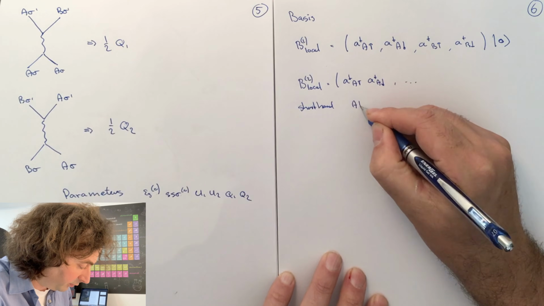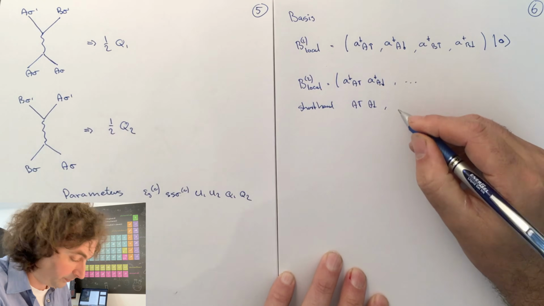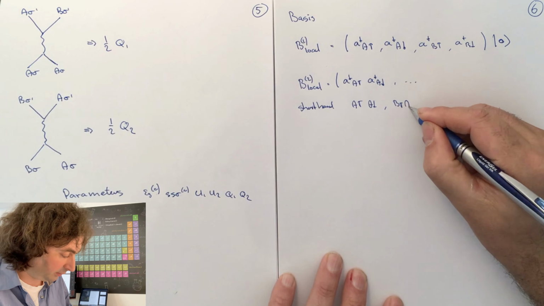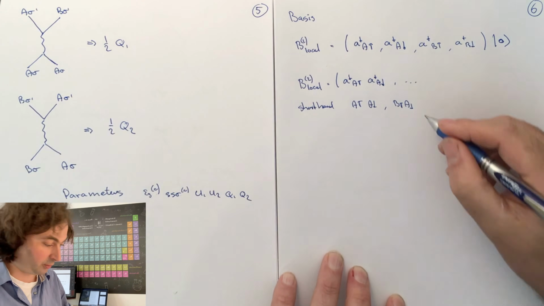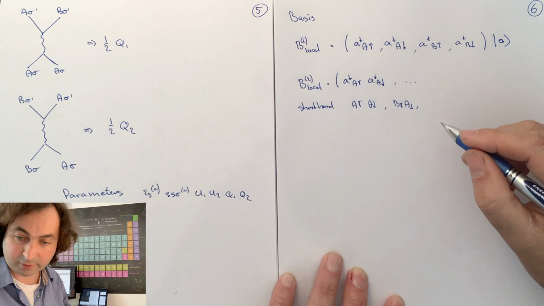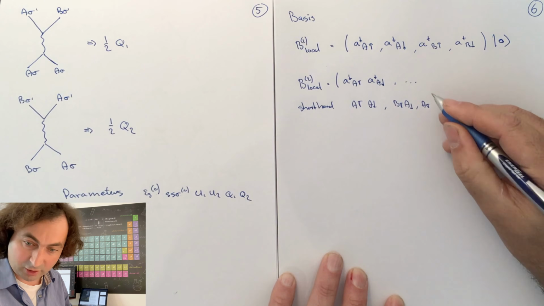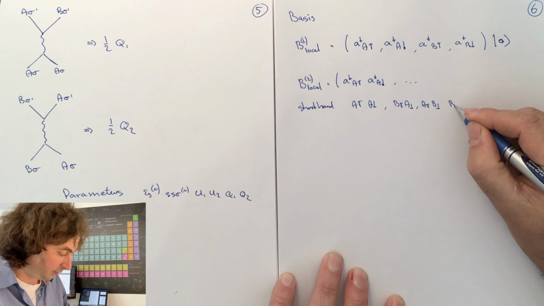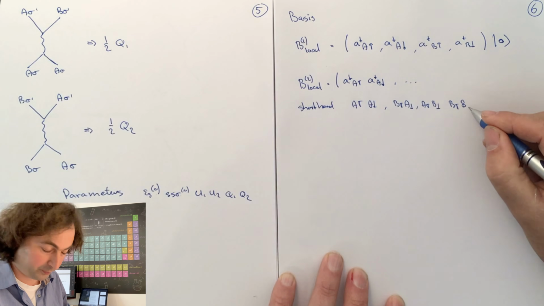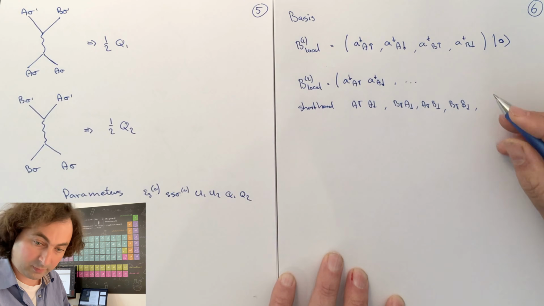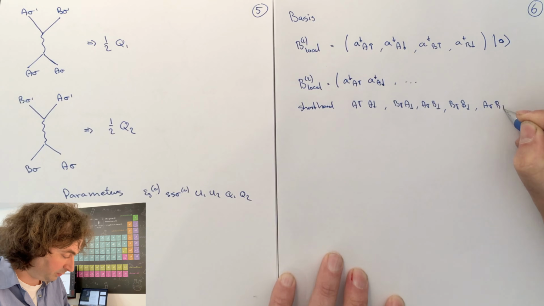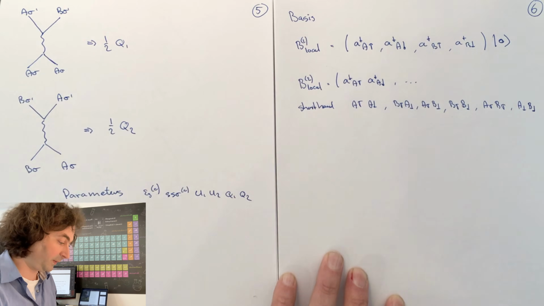where we say we have A up, A down, we have B up, A down, and now I have to make sure that I have the same order everywhere. We have A up, B down, and I have B up, B down. Then we have the A up, B up, and we have the A down, B down state.